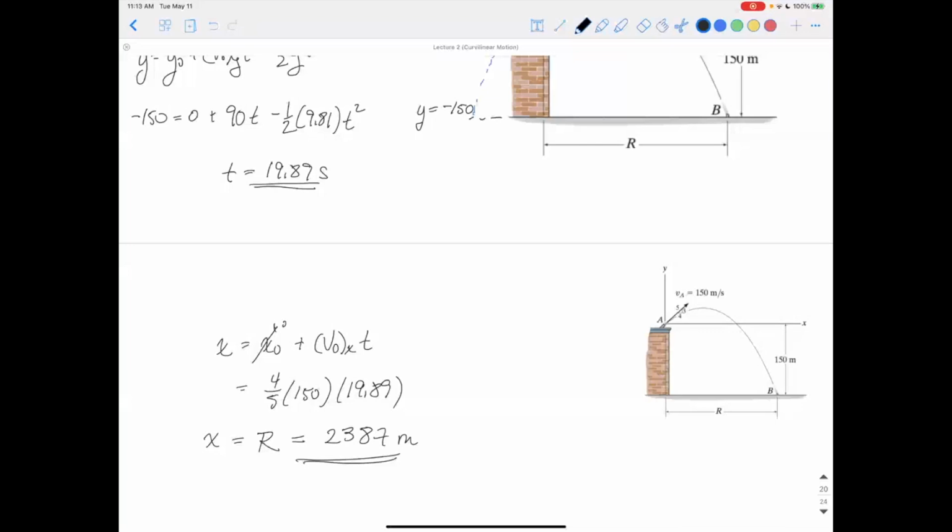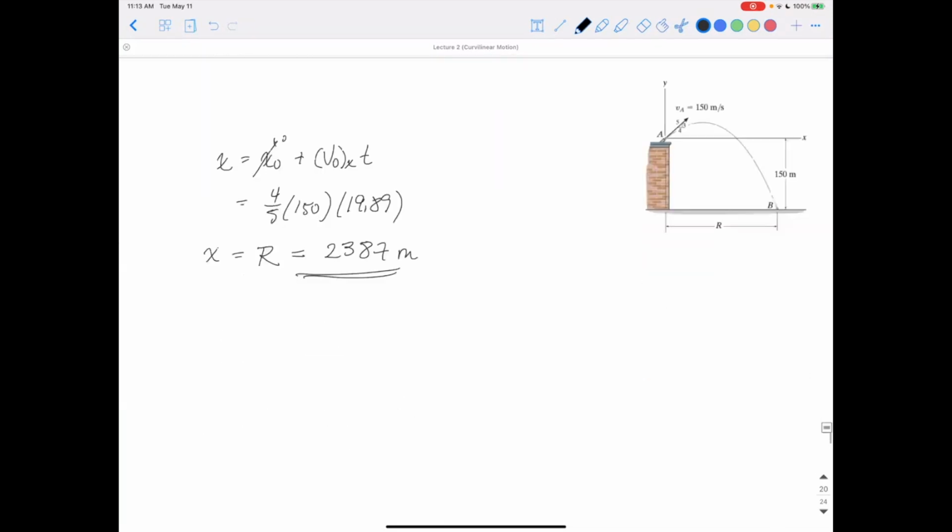So the cannon's launched at 150 meters per second at that angle, and it's 150 meters above the ground. The range of that cannon, or the distance it'll travel before hitting the ground, is just about 2,400 meters. Good.